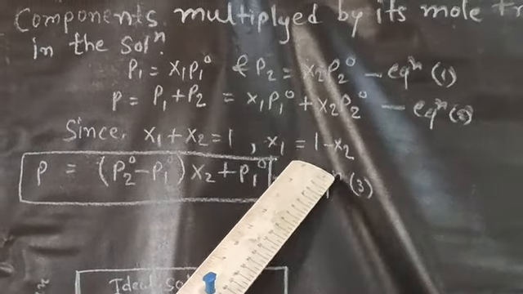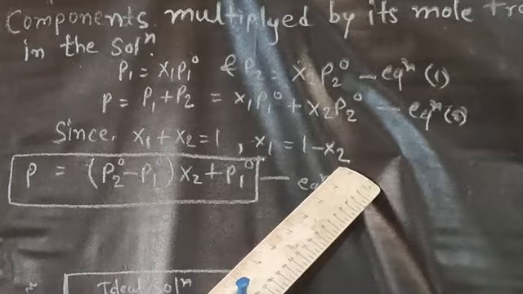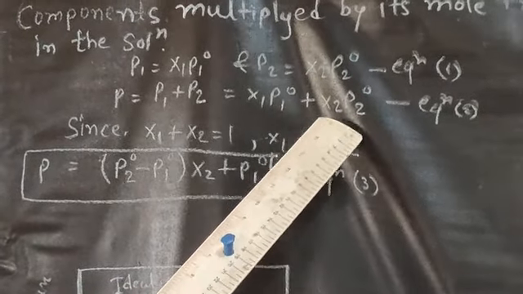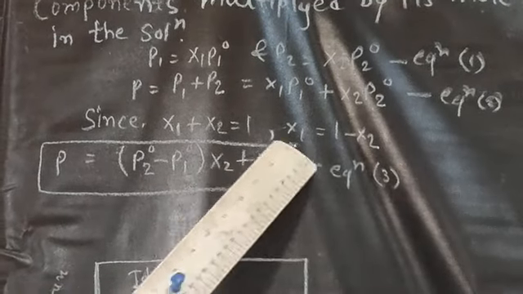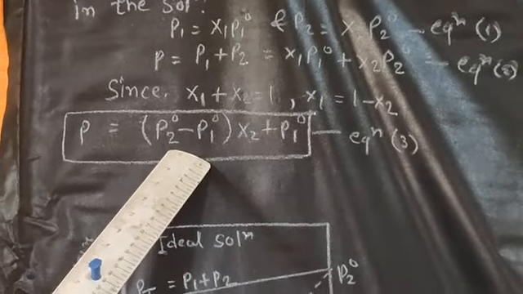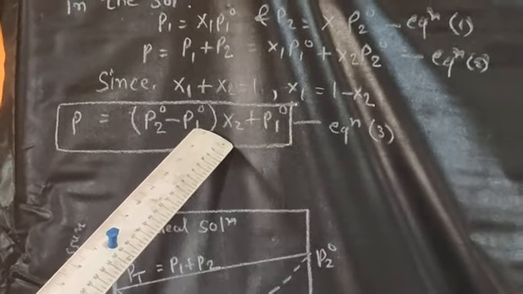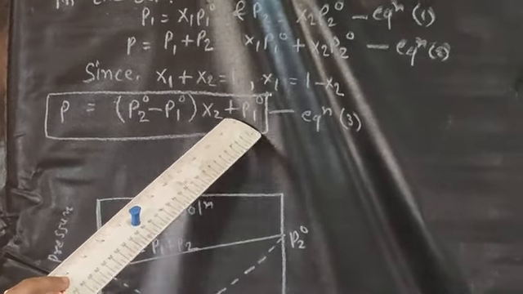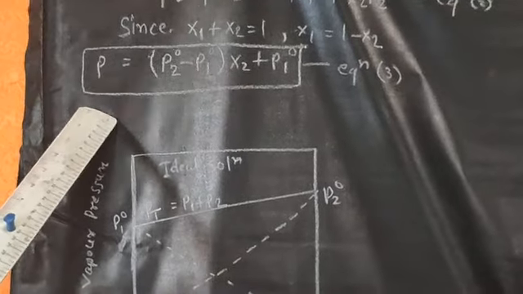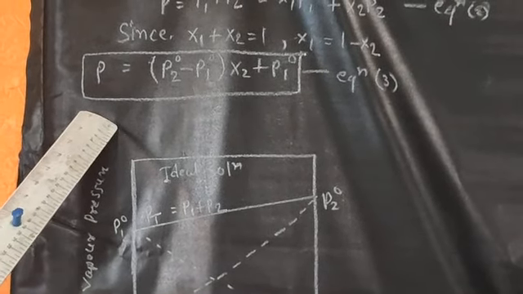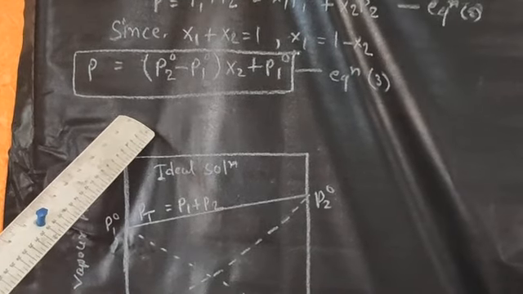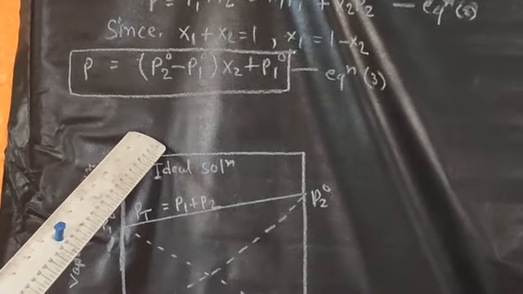Hence x1 is equal to 1 minus x2. We put this x1 value in equation second. Then we get the equation P equals (P2⁰ minus P1⁰) times x2 plus P1⁰. That is equation 3. This equation is very important, it is used in many problems, including those in your textbook.